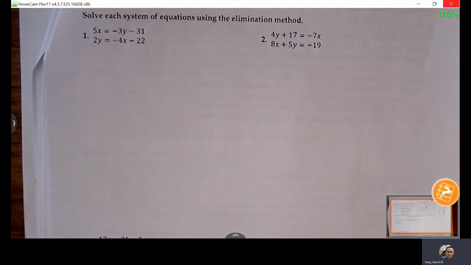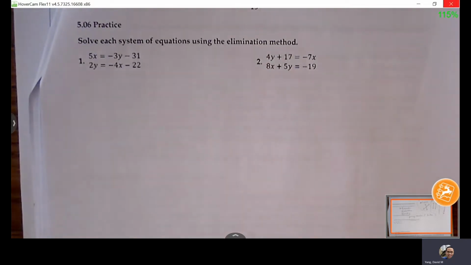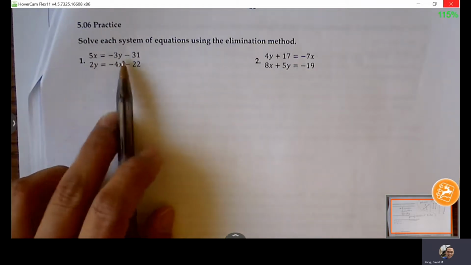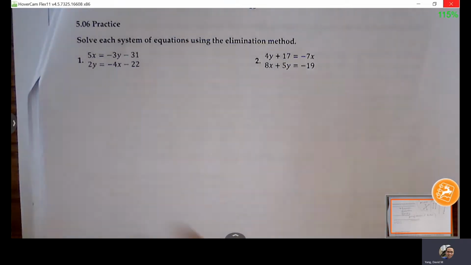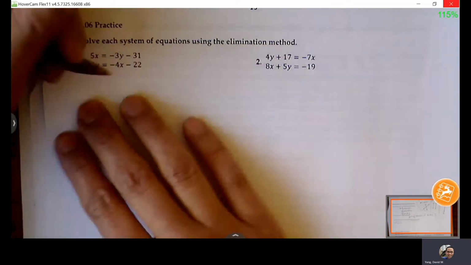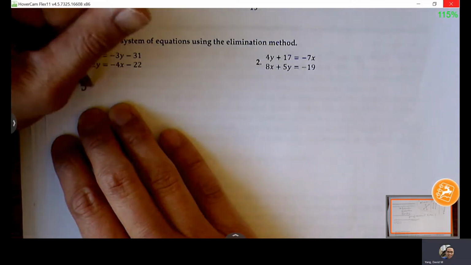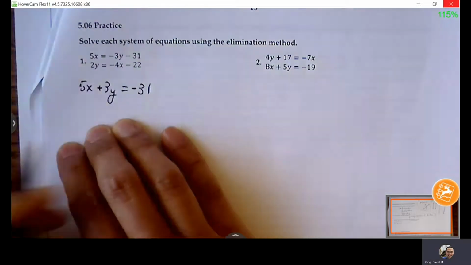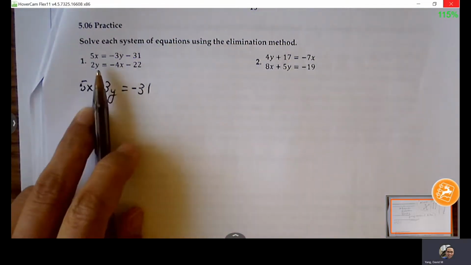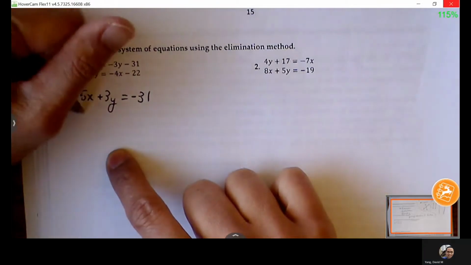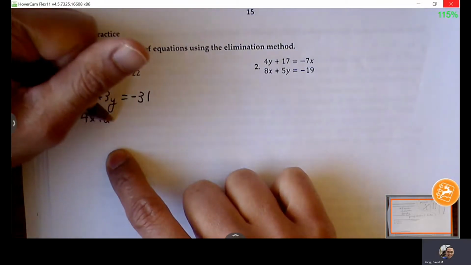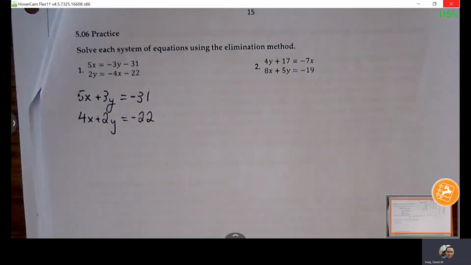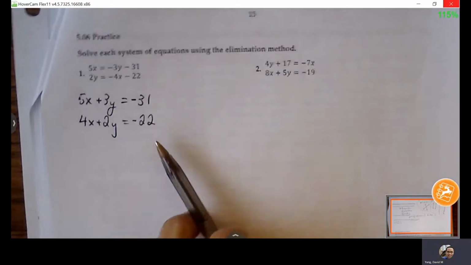Okay, so let's try going through elimination method. Here, I want the x's and y's on the same side and the constant on the other side. So I'll move that 3y over to the left. I'll move the 4x to the left and put it first. Okay. Any questions so far?